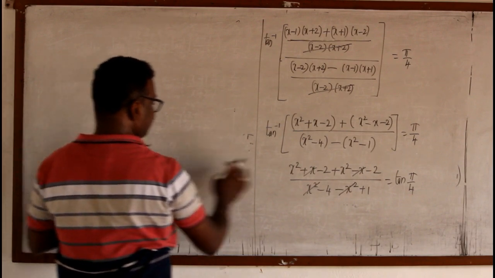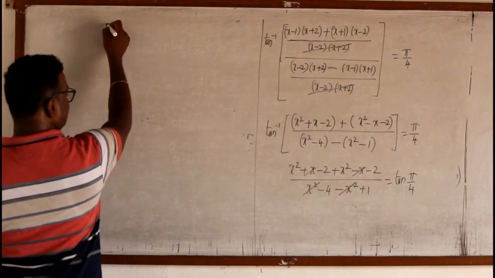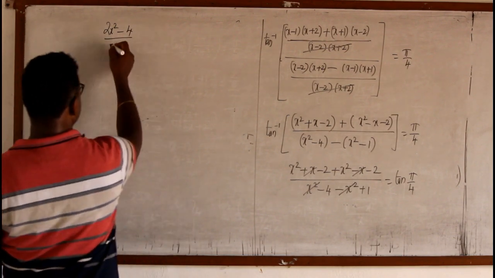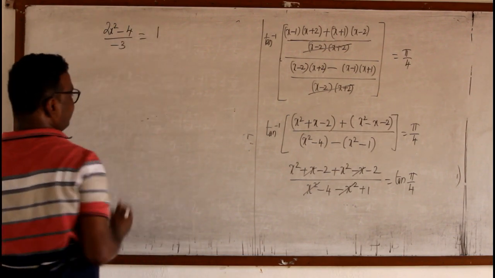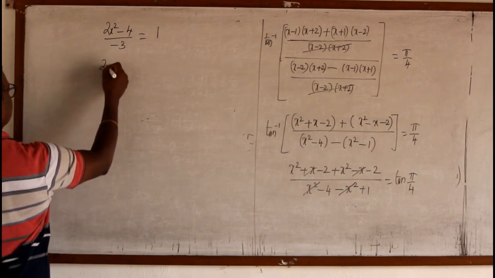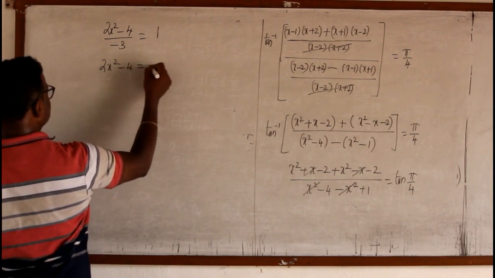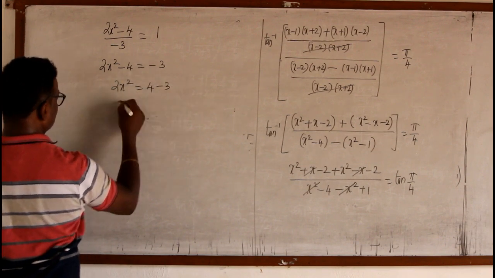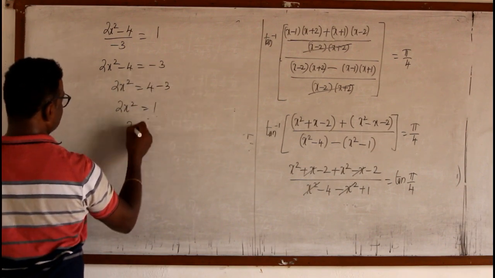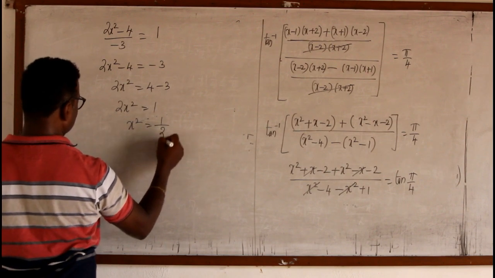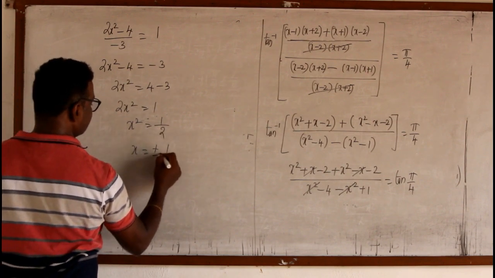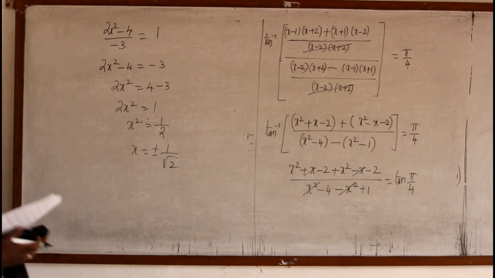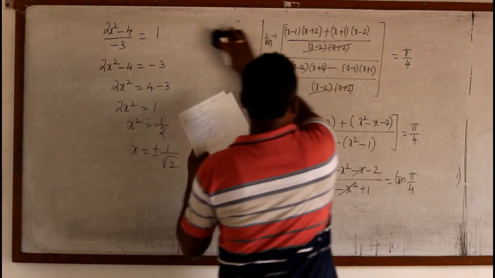So what is remaining? x square plus x square, 2x square minus 4 by minus 3, tan 45 is 1, which is 2x square minus 4 is minus 3, 2x square is 4 minus 3, 2x square is 1, x square is 1 by 2, x is plus or minus 1 by 2. This is example 4.8. A long problem, but it is a simple problem.